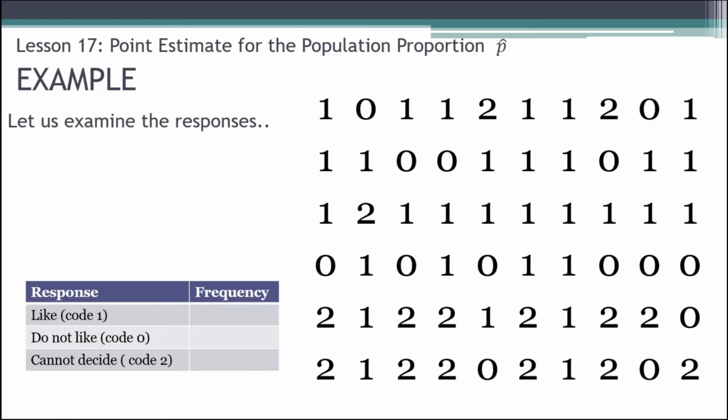Nabilang nyo ba? Okay, good. So, ilan? Very good. 31. Ibig sabihin, 31 yung 1 na nandirito. Next, paano naman yung 0? Ilan yung 0 dyan? So, bilangin natin. Ilan? Very good. 14. Ayan.